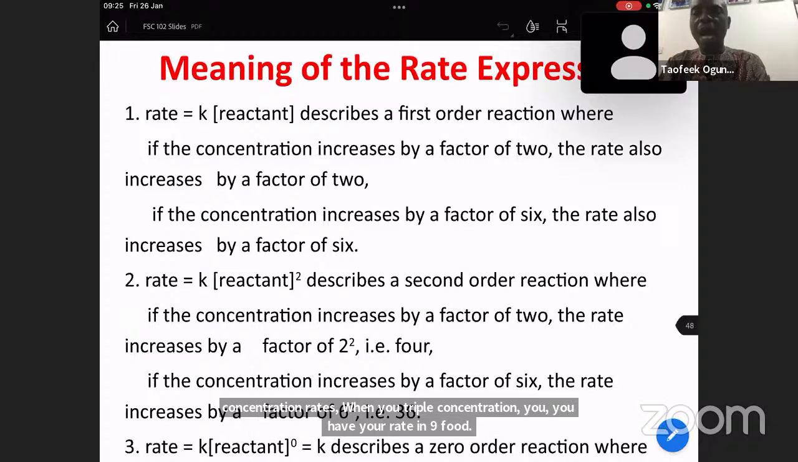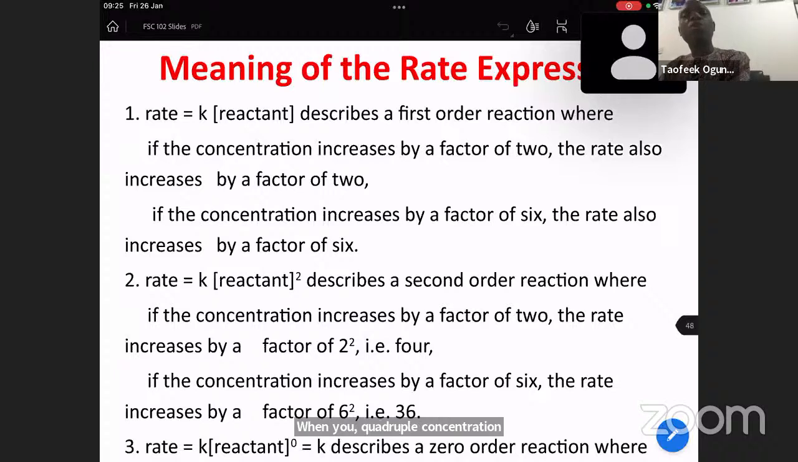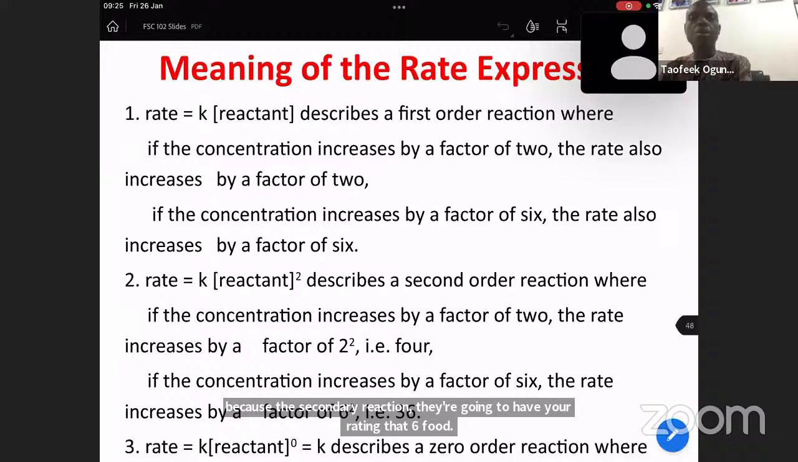When you quadruple concentration, that means you're going to have your rate in 16-fold. If you increase your concentration by 6-fold, that means you're going to have your rate in 6 raised to power 2, because the second order reaction, you're going to have your rate in 36-fold. That is the meaning of rate of reaction.